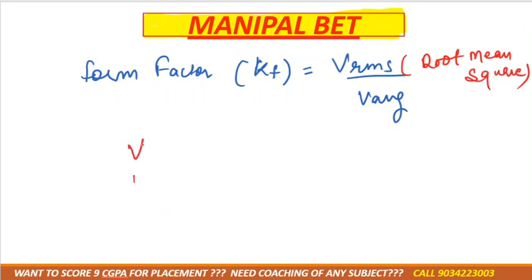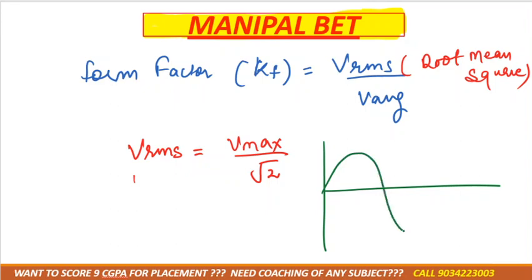So what is the relationship of RMS and maximum? That is VRMS would be equal to Vmax divided by root 2. Suppose we have the sinusoidal equation like this. The value of maximum voltage, suppose it goes maximum up to 220 volt, this is known as maximum voltage.